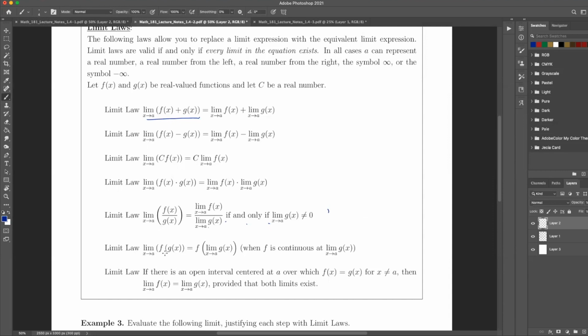For the limit of a composition, you can take the limit of one of the functions on the inside and then produce this. This one's a little bit wonky. We won't use it that much.